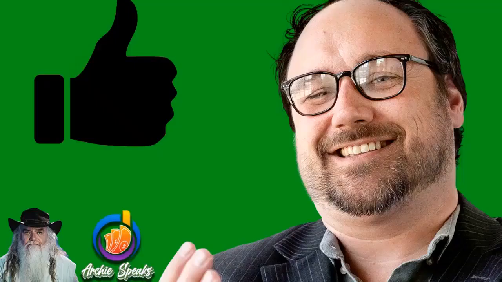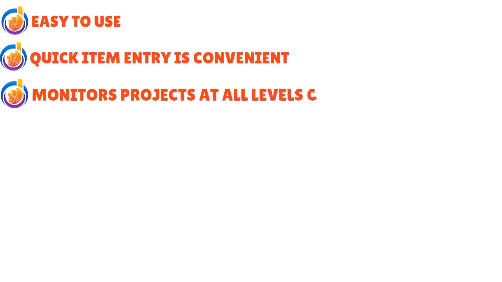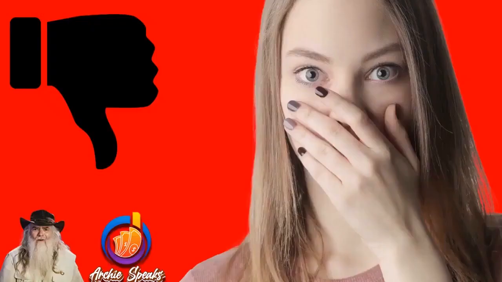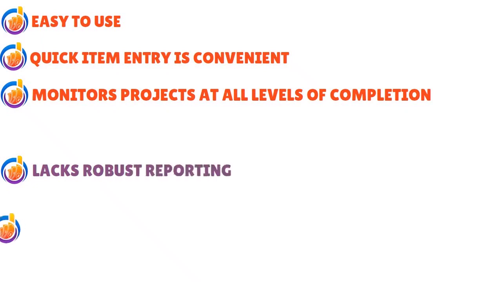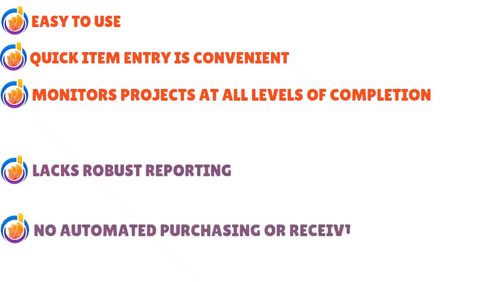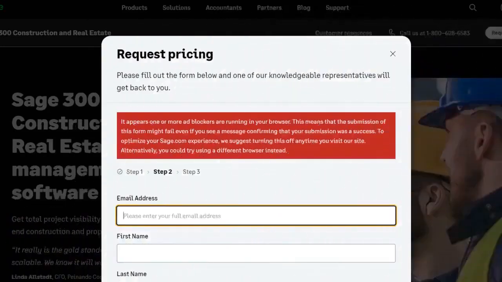What are the pros and cons of this tool? Pros, very easy to use, very, very easy to use. You have a quick item entry, which is really convenient, and it monitors projects at all levels of completion. What about the cons here? It does lack robust reporting, and you don't have enough tools for a large-scale business. In terms of pricing, you can see on the screen here, here is the pricing for Sage 300 Construction and Real Estate as of the date of this show.